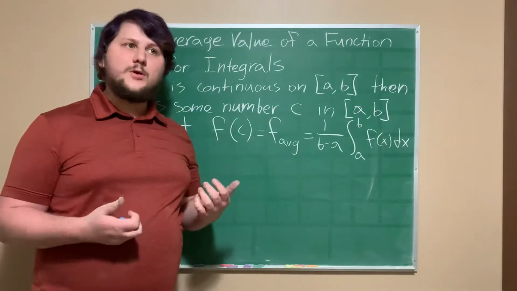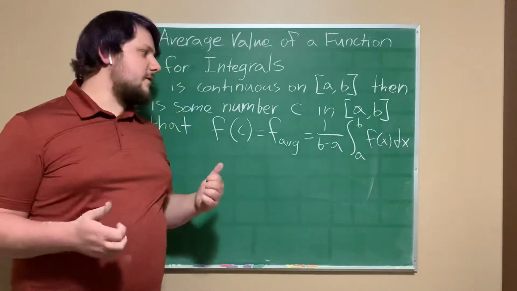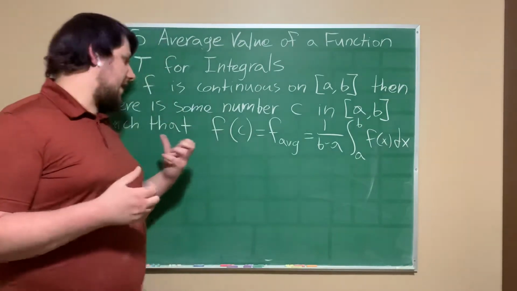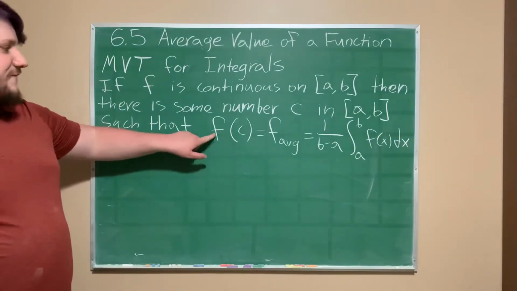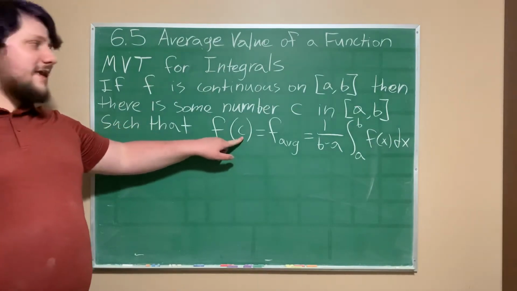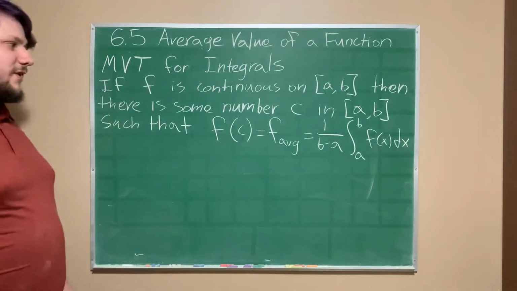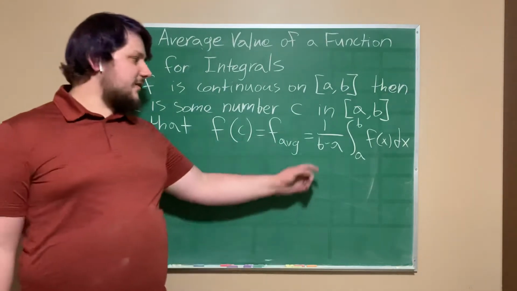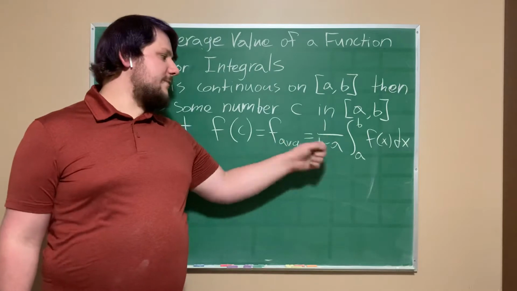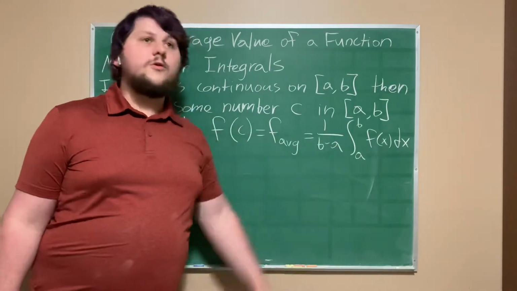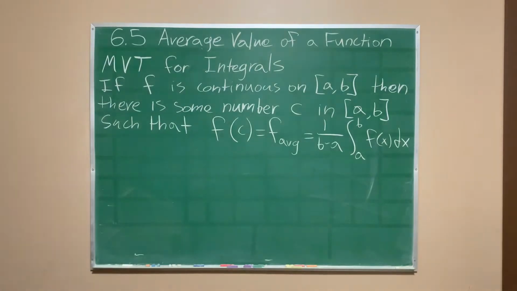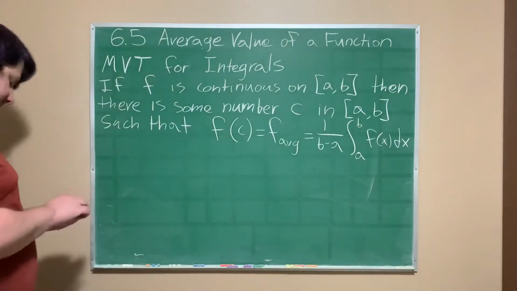So some number probably in between a and b, some number in the middle of that interval somewhere, such that the function evaluated at c is the same thing as the average value of the function, which is defined, like we saw previously, to be 1 over b minus a, 1 over the length of our interval, times the integral of our function. So let's understand intuitively why this is true.